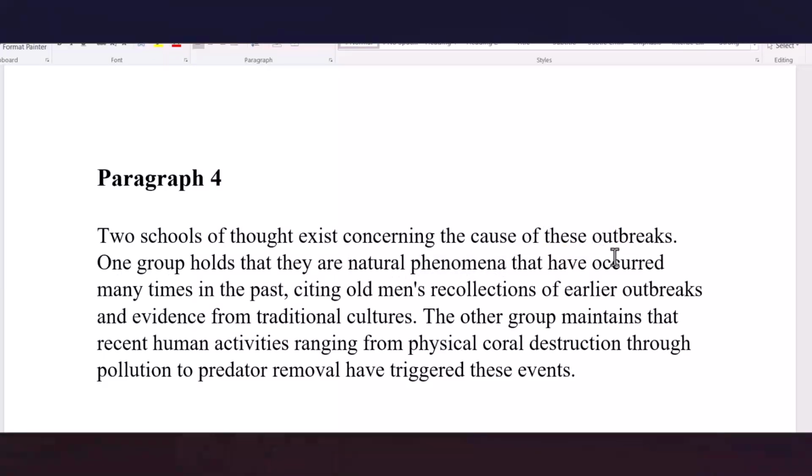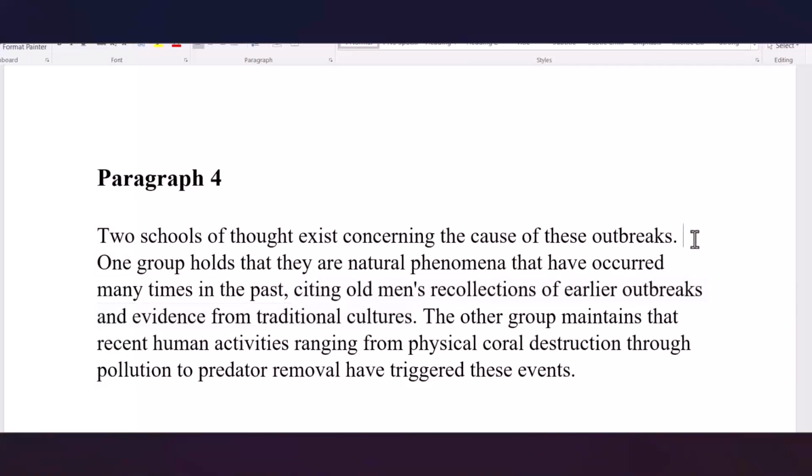This sentence states that the increase in the number of acanthasters and their attacks upon corals are natural occurrences, and they have occurred many times in the past. But on what grounds? On the grounds of old men's recollections of earlier outbreaks and evidence from traditional cultures. They have actually mentioned two pieces of evidence for their claim. But let me discuss the kind of merging that appears in the sentence.